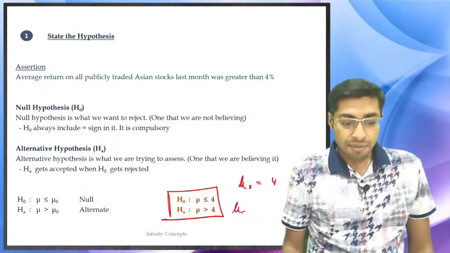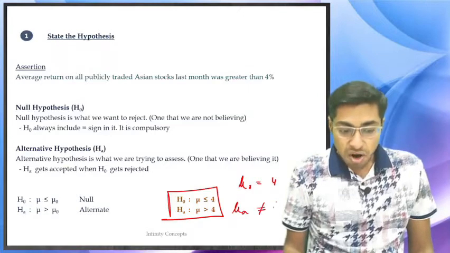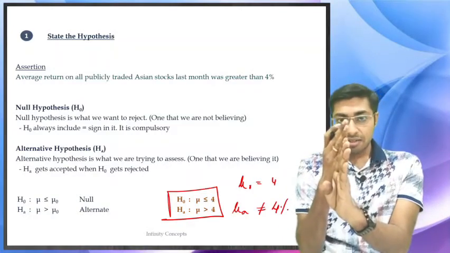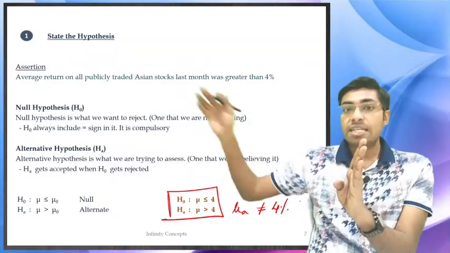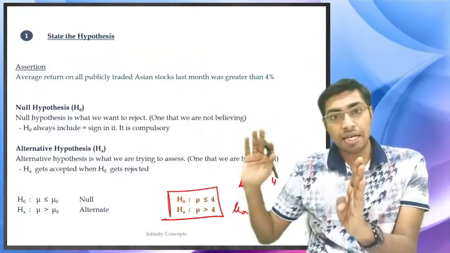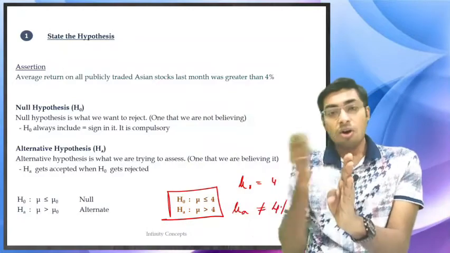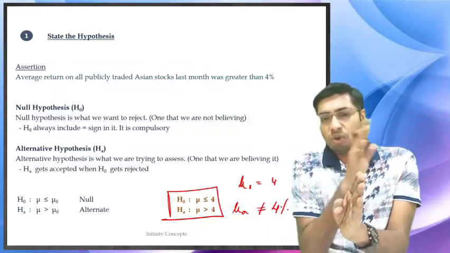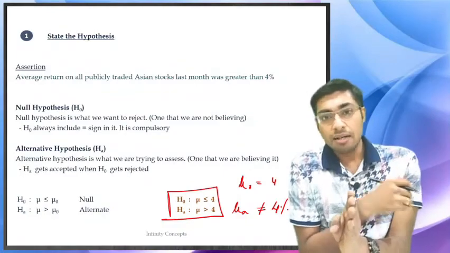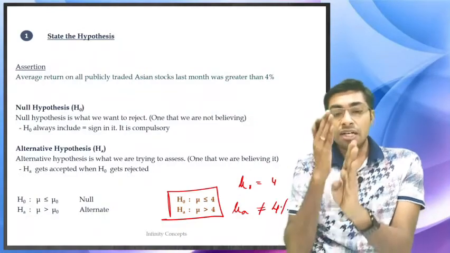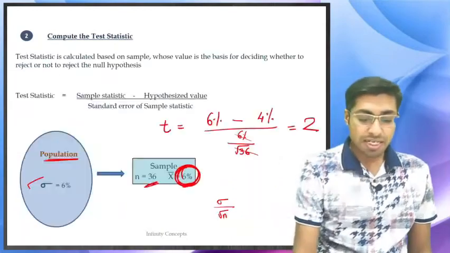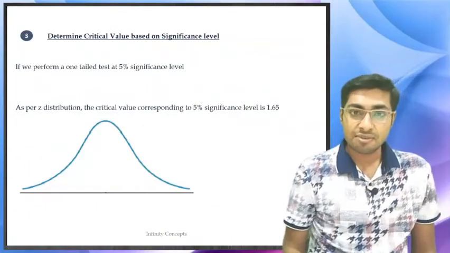Well, if it was null hypothesis equal to 4% and some alternative hypothesis not equal to 4%, then it means your null is in between. Something more than null, for example 10%, 11%, that is also alternative, or something less than 4%, maybe 1%, 0%, minus 2%, whatever, that is also your alternative. On both sides of null, if there is alternative, that will be your two-tailed test. Over here we are doing a one-tailed test only.